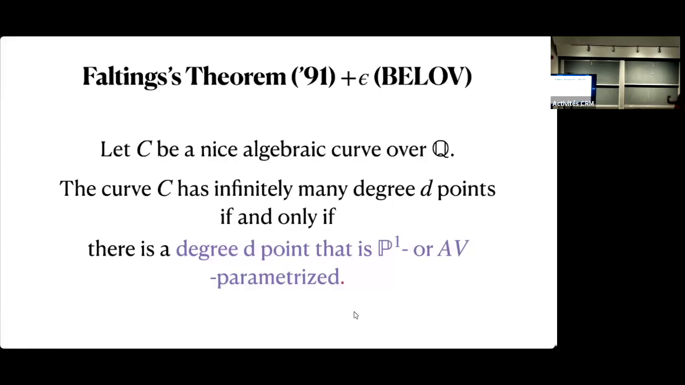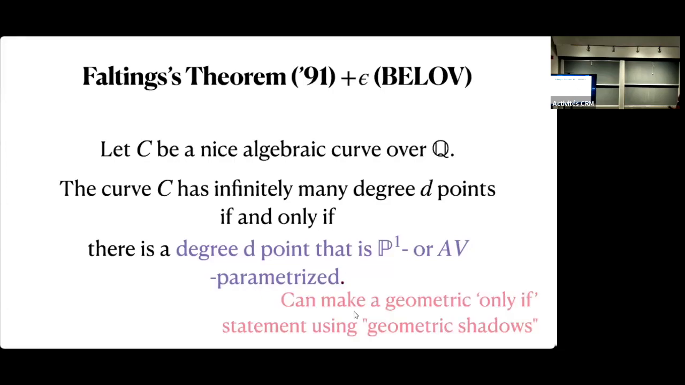Okay, so my claim is that this is the analog of the Faltings theorem that I said we wanted to prove. And you might say, well, this looks like two things involving arithmetic, because P1 parameterized and AV parameterized both use arithmetic, but you can turn this into a geometry controls arithmetic statement using these geometric shadows that I talked about. And yes, the geometric shadow word is gonality. So having an AV parameterized point bounds the gonality, and a P1 parameterized point also bounds the gonality. So these are giving you a condition on the gonality.